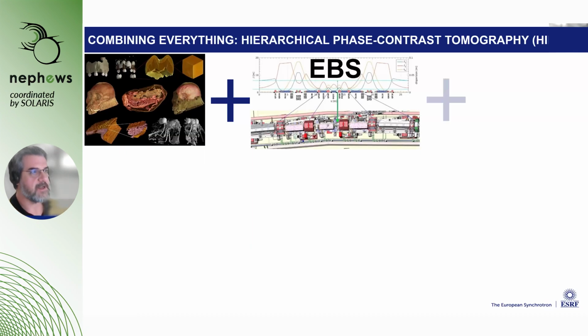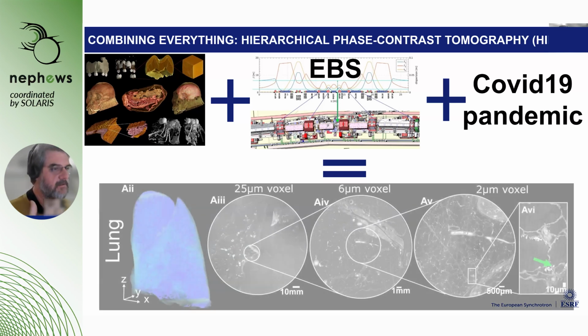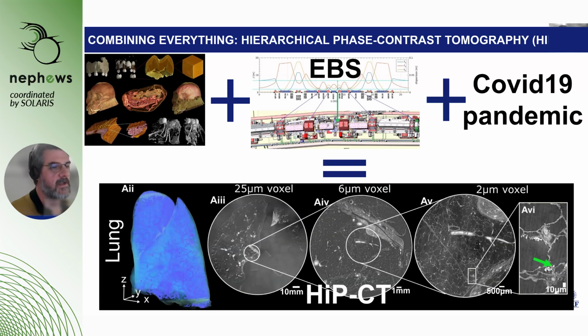And if you combine everything, the propagation phase contrast, the multi-resolution, and the high energy, then you can do an interesting technique that we developed originally because of the COVID pandemic. So it's a kind of accident in research. It was not planned, but when the COVID crisis occurred, the EBS was just starting. We had just a few weeks to test the new source. It was not yet on BM18. It was still on BM5 at this moment. But we saw the very high level of coherence with the bending magnet beamlines on the EBS.